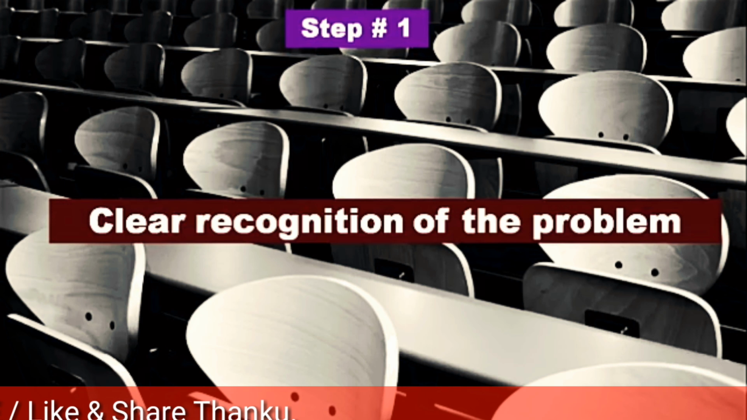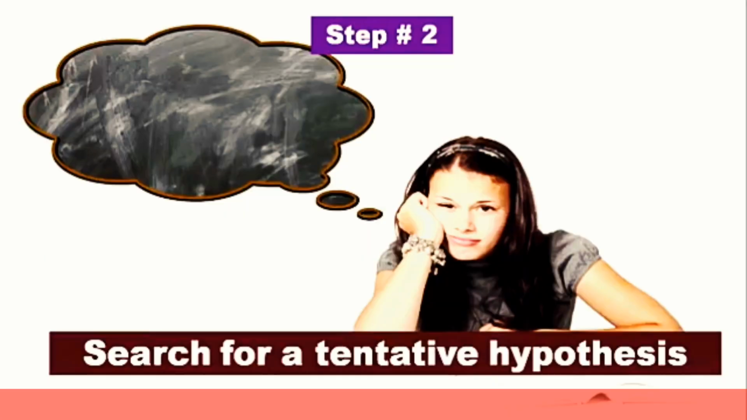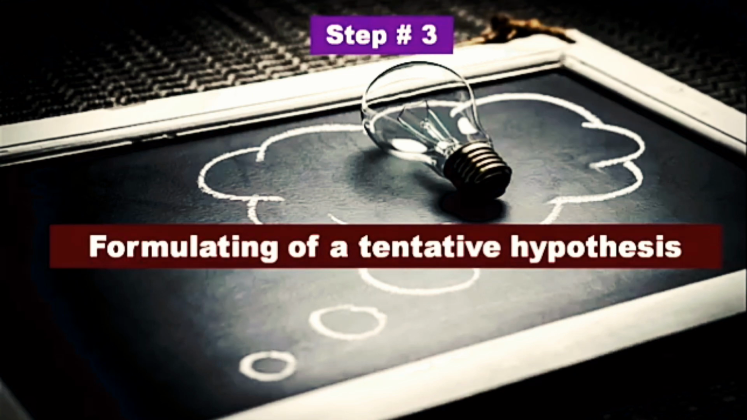Step number 1, clear recognition of the problem. Here the student should understand the problem deeply. Step number 2, search for the tentative hypothesis. Based on the problem, the students can find out some tentative hypotheses. Then step number 3, formulating the tentative hypothesis. Based on the problem's circumstance, we have to find and choose the perfect formula.